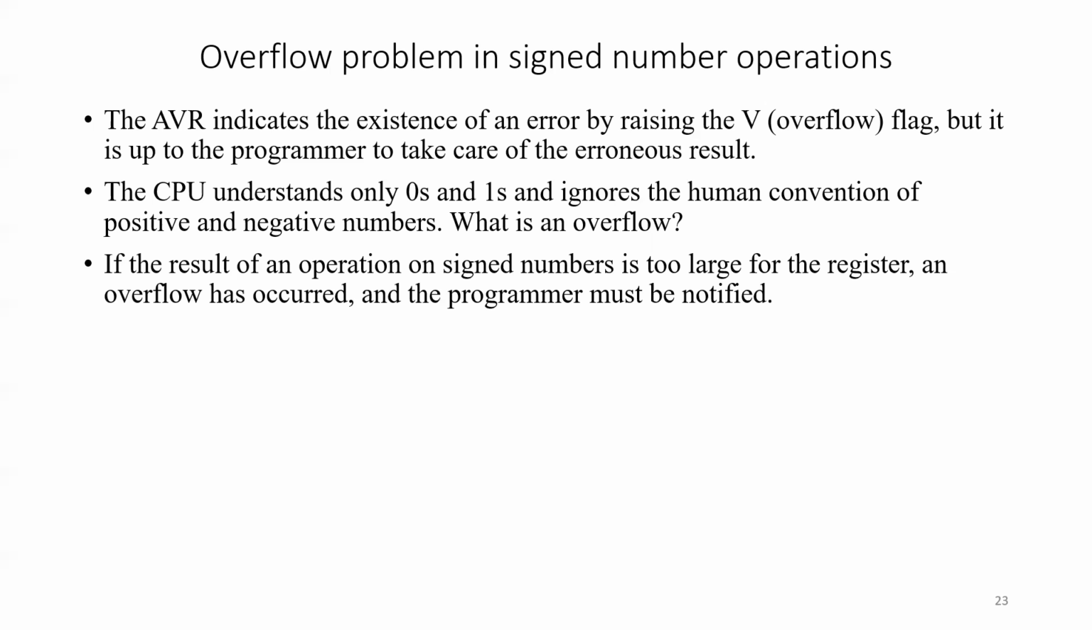The CPU understands only zeros and ones and ignores the human convention of positive and negative numbers. So finally, the processor would read zeros or ones. The computer will not figure out the difference between positive and negative. It only needs zeros or ones, and we can change the mechanism in order to make a negative sign. If the result of an operation on signed numbers is too large for the register, an overflow has occurred and the programmer must be notified.